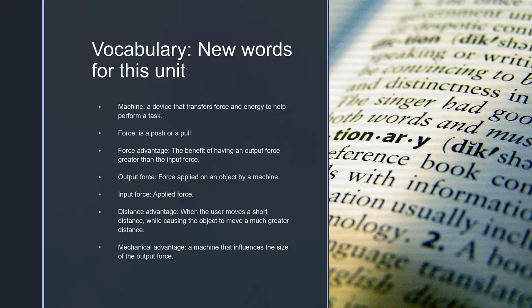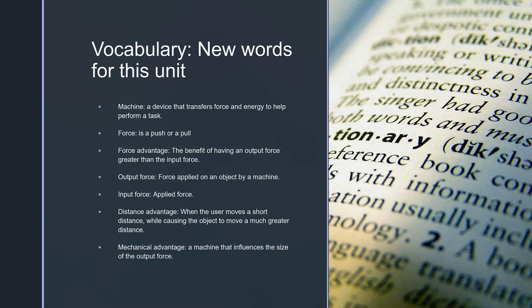So vocabulary, these are some new words for the unit. We've covered some of them. They are in your textbooks. Let's discuss them. A machine is a device that transfers force and energy to help perform a task. A force is a push or a pull. Either you can push somebody away from you or pull them close to you. If they have coronavirus, push them away from you.